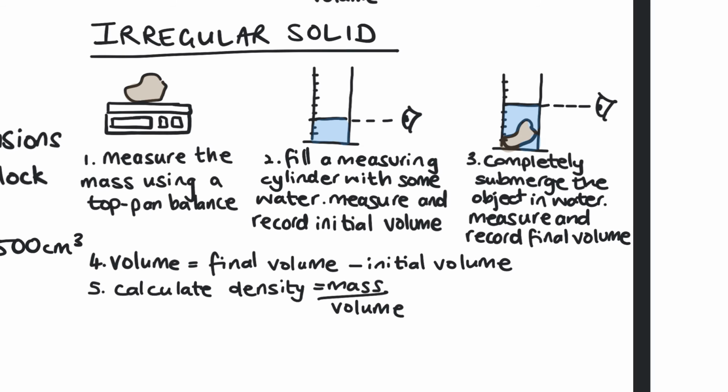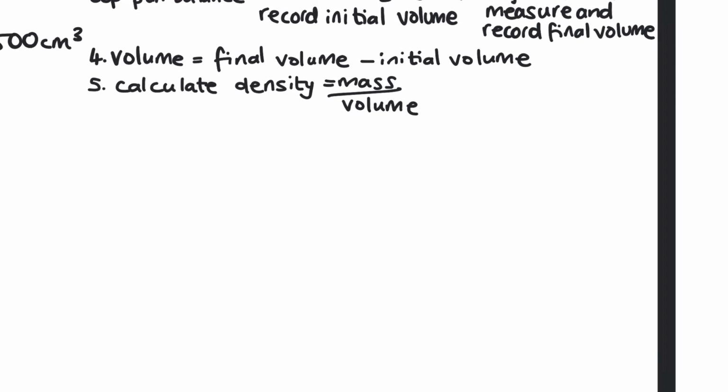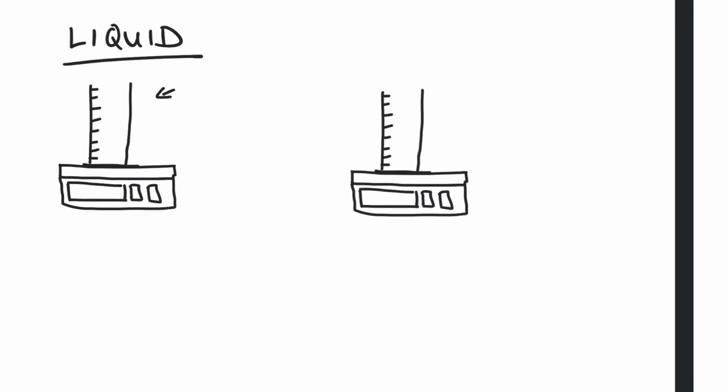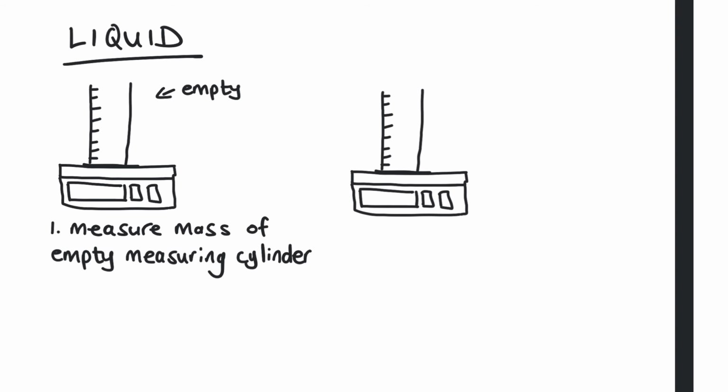Finally then, we could be asked to find the density of a liquid. To find the mass of a liquid, we do need to use a top-pan balance like we do with a solid. The problem here is any liquid would need to be put into a container because otherwise it's just going to go everywhere. So we need to know what the mass of the container is as well. We will usually put it into a measuring cylinder because that will allow us to measure the volume as well. So we start off with the top-pan balance, and on top of that we put the empty measuring cylinder, and we record the mass of just the measuring cylinder alone.